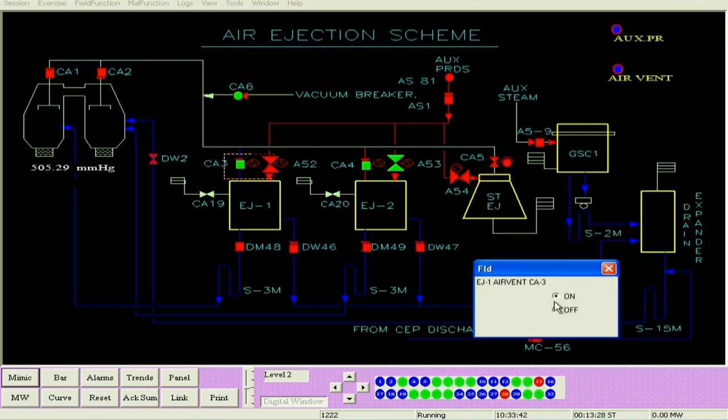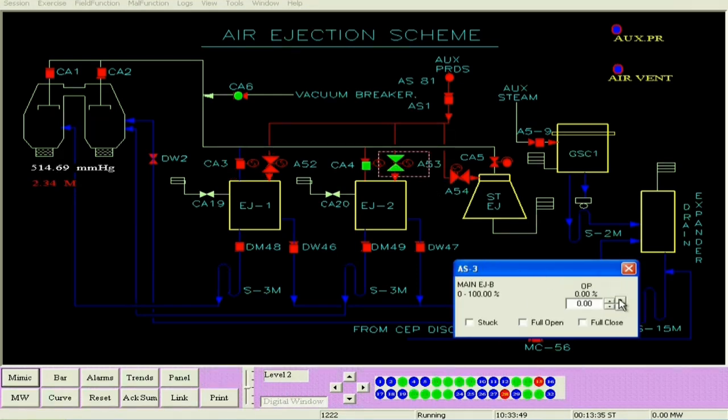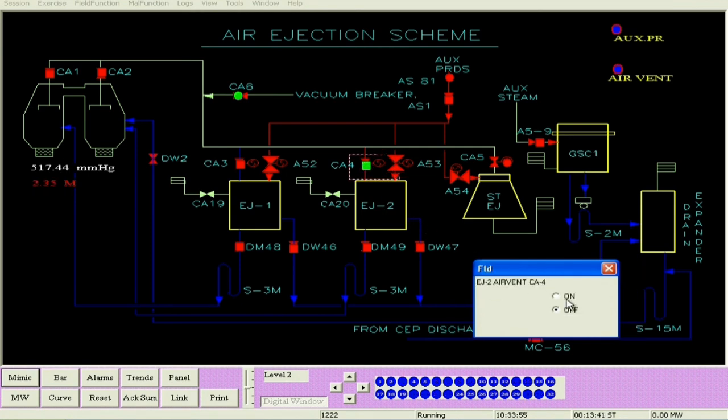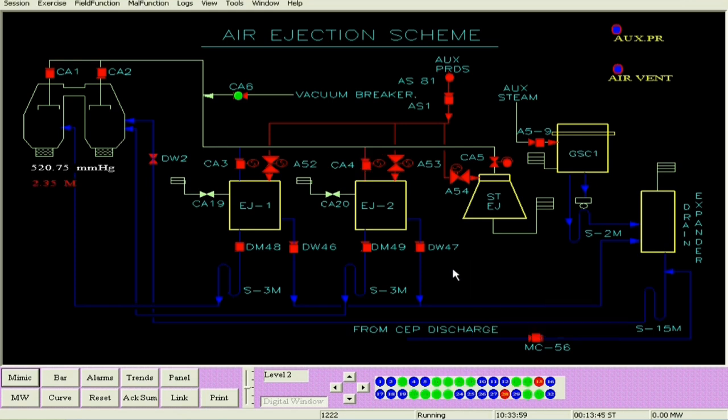Again we take the second ejector in service. We open the ejector steam valve fully, and then open the air valve, CA4. So we have taken both the ejectors in service, and the starting ejector is also in service. Now we want to withdraw the starting ejector.